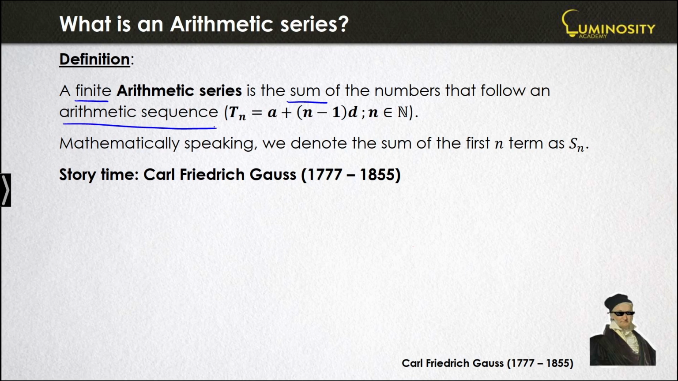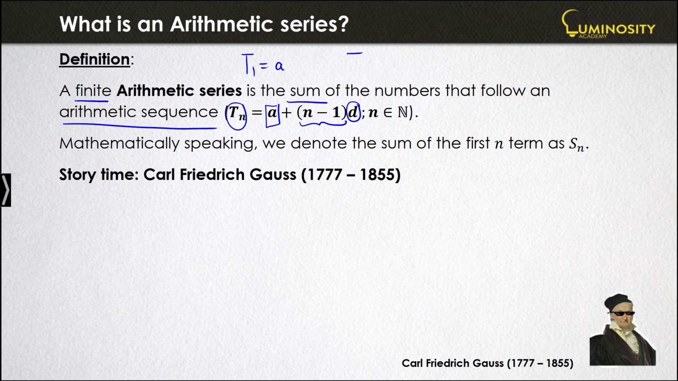So recall that an arithmetic sequence is defined by this general formula, where the nth term of the sequence is defined as the first term of the sequence, A, right? So the first term is A, plus n minus 1 times the constant difference d, where n is a natural number.